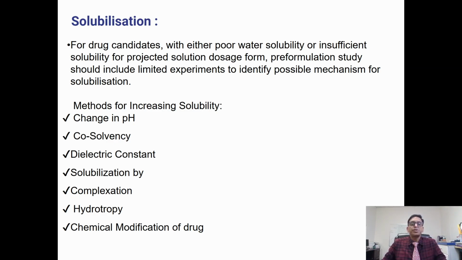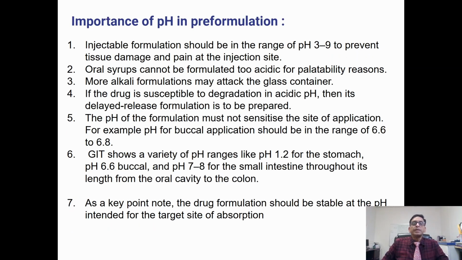Various approaches or techniques can be adopted to improve solubilization, such as change in the pH, co-solvency, the dielectric constant method, solubilization by complexation, hydrotropy, or chemical modification of the drug substance. As I said, in the GI system, the gastrointestinal tract, we have different pH environments. So pH is going to play a very important role in pre-formulation development of a dosage form.